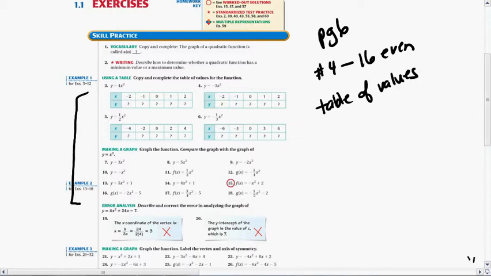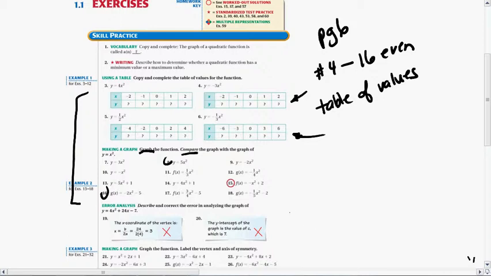4 and 6, you have a table to complete right here. And the rest of them, 8 all the way down to 16, you have to make your own table, and then the instructions ask you to graph the function and compare the graph with the graph of y equals x squared. The second part of your homework, you're asked to graph and think about using the vertex and the axis of symmetry, and I'll put those in a second video.